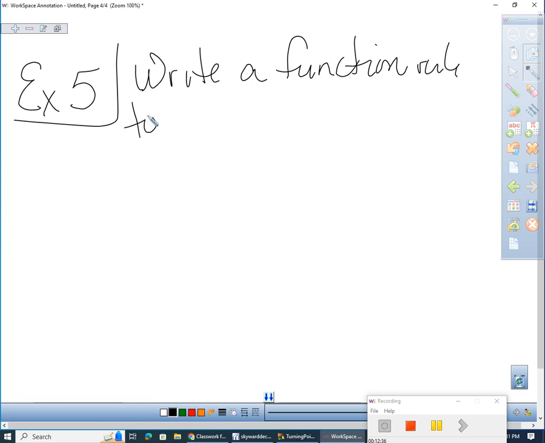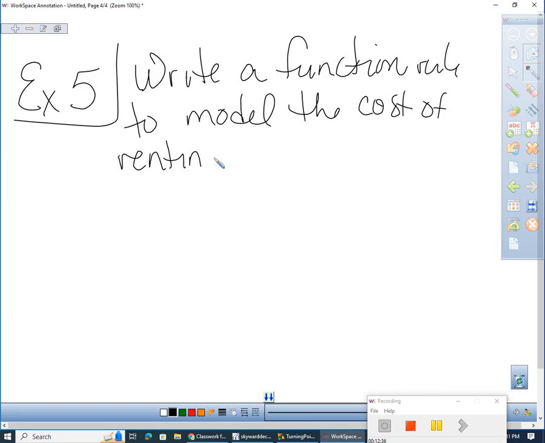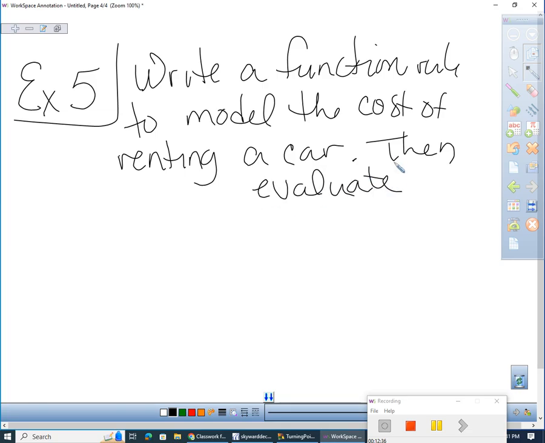To model the cost of renting a car, then evaluate. So, this has 2 parts, which means it has 2 answers, okay? It's going to be listed like this.